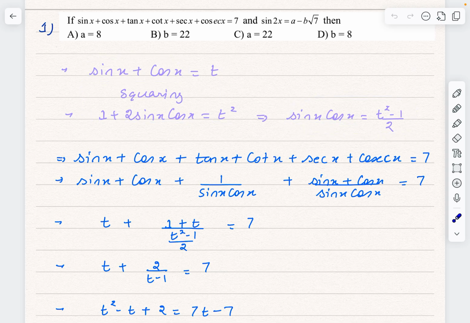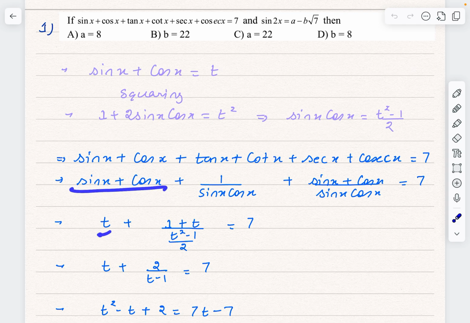Now, in the given problem, we convert everything into sin cos. Sin plus cos, tan will be sin over cos, cot will be cos over sin, 1 over cos, 1 over sin. Now take LCM over these two. You will end up with 1 by sin x cos x. Take LCM over these two. We end up with sin x plus cos x over sin x cos x.